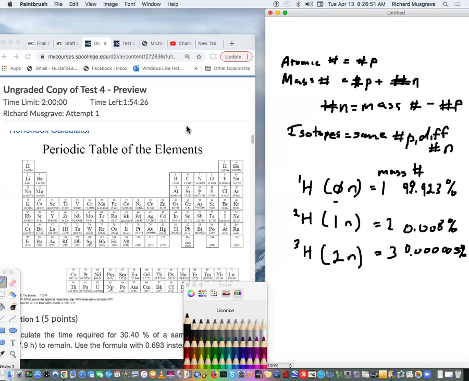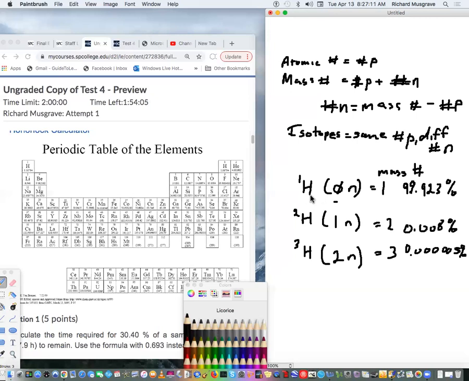All right, does anybody have any questions about the isotopes? 2 people that understand this halfway, so do you have questions? Any questions about isotopes? All right.